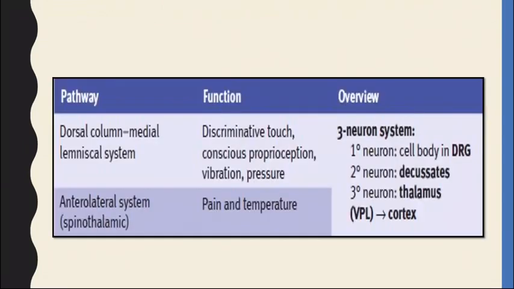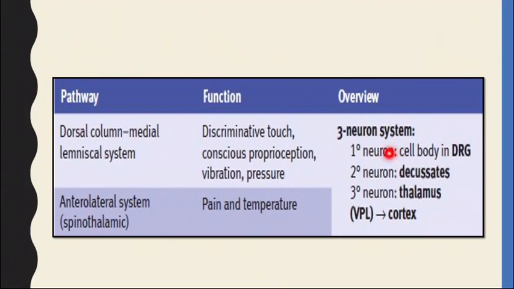The first one is the posterior column, and what is the posterior column? The one which is present in the dorsal aspect: the dorsal column medial lemniscus system. The second one is the anterolateral system, or spinothalamic. Whether the dorsal column or the anterolateral, generally we can say this is a 3 neuron system. There will always be 3 neurons which carry the sensory information from the peripheral sensory receptor to the conscious level of the cerebral cortex.